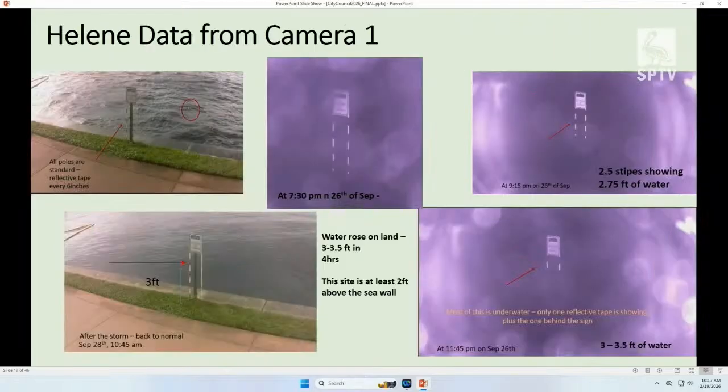So again, this is the camera one. It's on a city seawall of the St. Pete campus. You can see how the water is rising, right? This is a seawall. Seawall means it is already 2 feet above the water, the bay. And we are having the water rising above the seawall, right? And we can see 2.5 feet of water at 9:15. We go back and at 11:45, 3.35 feet of water. So we can see how much water is coming in.